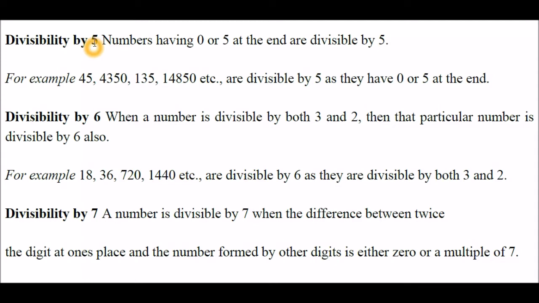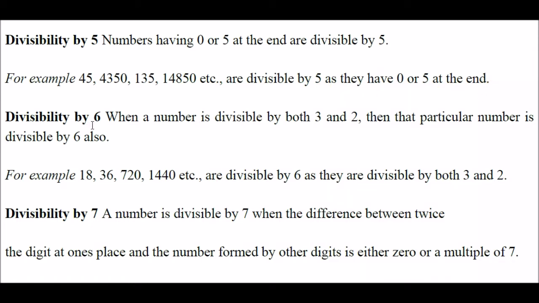Now, divisibility by 5. The numbers which have 0 or 5 at the end are divisible by 5. For example, you see here 45, 5 is the last digit. 4350, 0 is the unit digit. 135, here 5 is the last digit. And 14,850, at the end the number is 0. So, all these numbers have 0 or 5 at the end. So, the given numbers are divisible by 5 as they have 0 or 5 at the end.